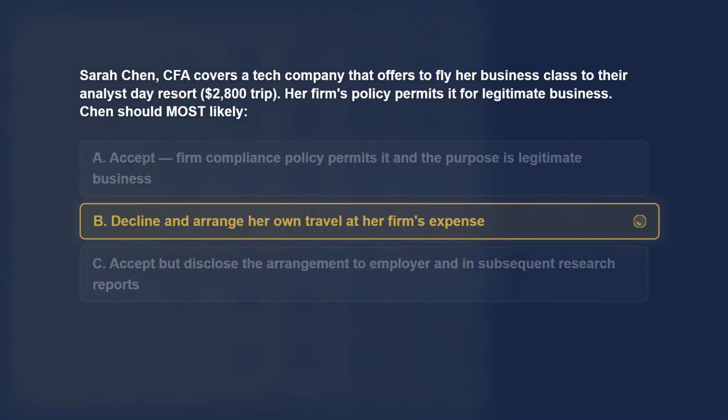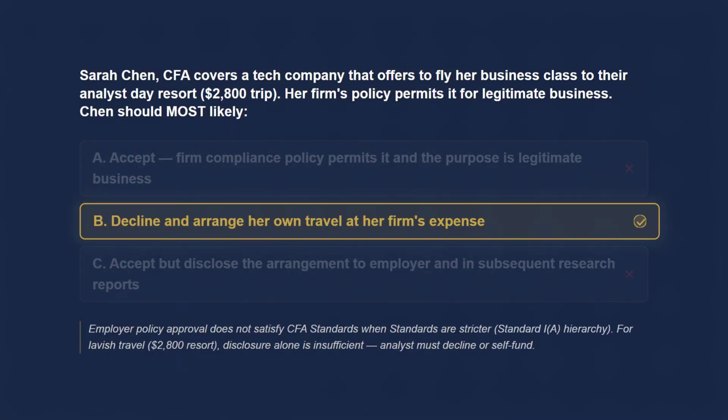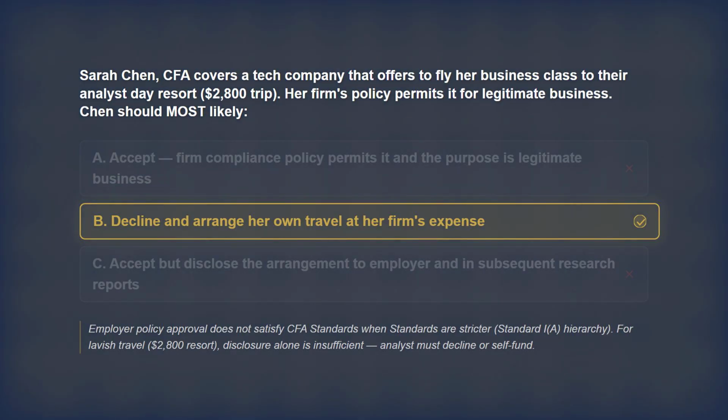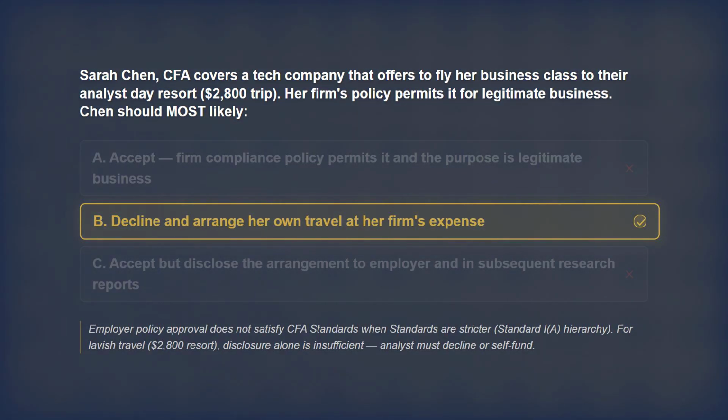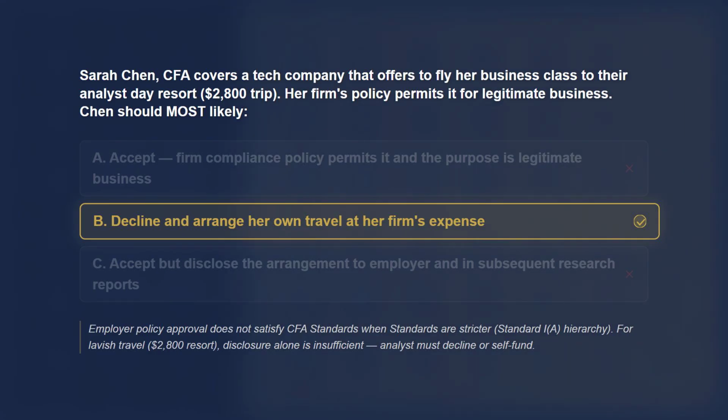Answer C is the disclosure trap. For a lavish trip, disclosure is necessary but not sufficient. The $2,800 resort stay is far beyond modest. The recommended procedure under I.B. is for the analyst's firm to pay for travel to covered companies. If the firm will not fund it, Chen arranges travel independently. The exam tests exactly one thing here. CFA standards are stricter than firm policy, and for lavish benefits, disclosure alone does not cure the independence problem.